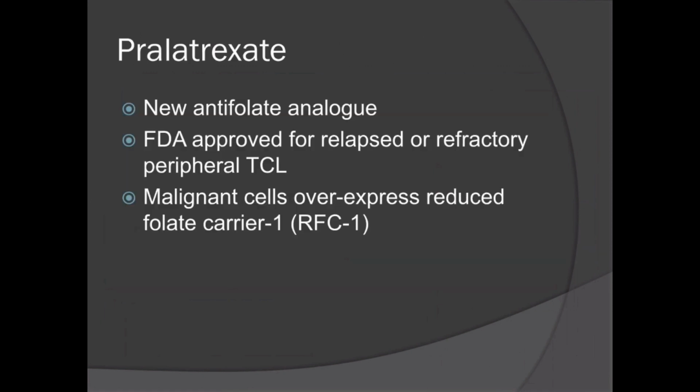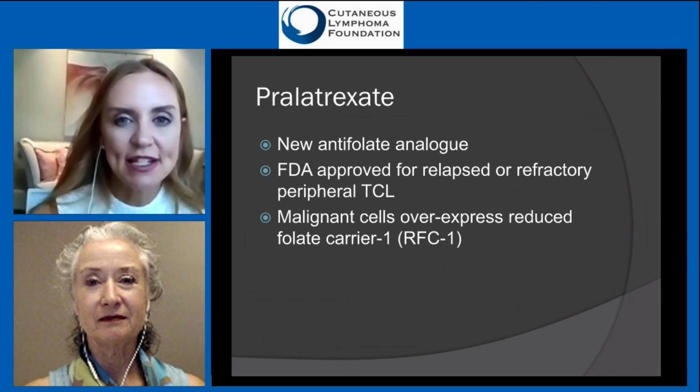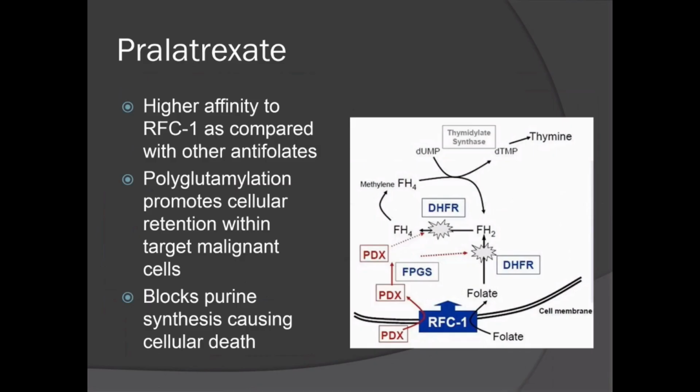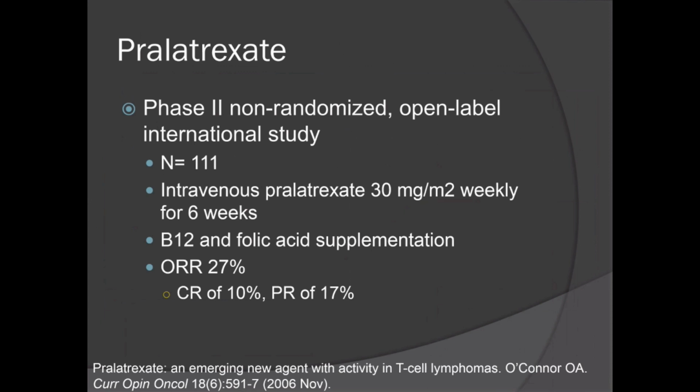So pralatrexate, this is a fairly newer drug in an old category called antifolate drugs. It was approved initially for refractory peripheral T-cell lymphoma. Malignant T cells overexpress a certain type of receptor called a folate carrier 1 receptor. And what happens is pralatrexate has a very high affinity for RFC1, and it goes into the cell where it becomes polyglutamylated, which basically means that it's allowed to linger within the cell to assert its mechanism of action, which is blocking purine synthesis, and this results in cellular death of malignant lymphocytes in this case.